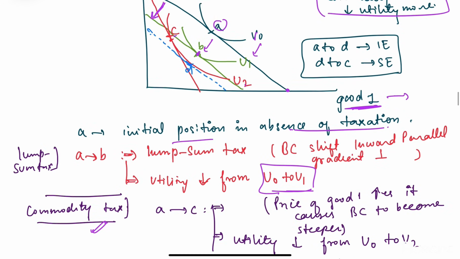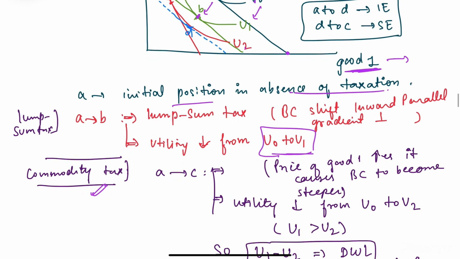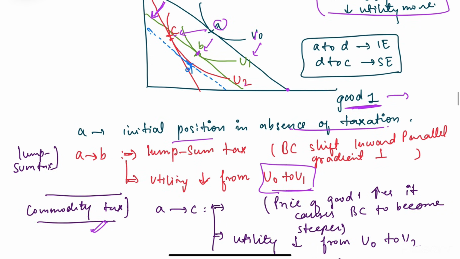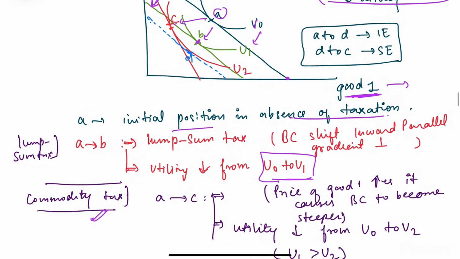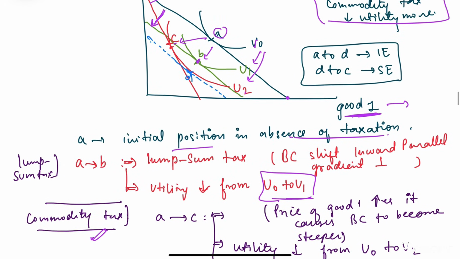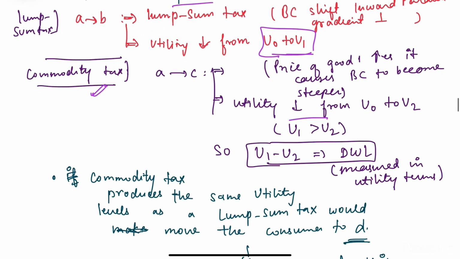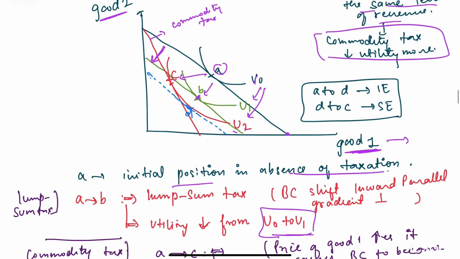So the shift from A to C is due to what? Change in the price, right? And here also we can see that utility has fallen from U0 to U2, and the fall in U2 is more than the fall in U1. It means U1 is above U2, so U1 is greater than U2, and we are saying कि जो change है, the difference in U1 and U2 is the deadweight loss, and we have measured the deadweight loss in terms of utility here.